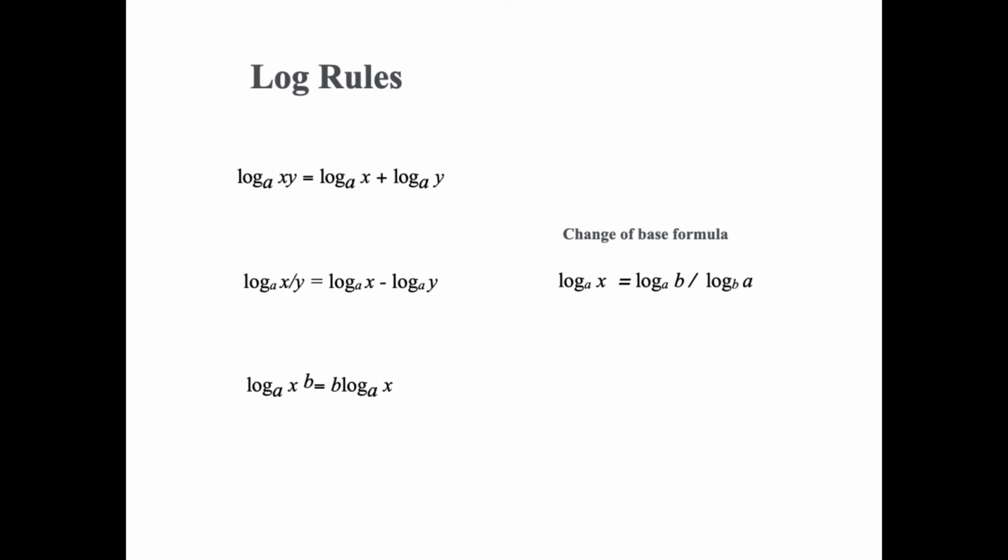And then the third one is the most important one, where you can bring the exponent from your argument out in front of the log. So let's start with, we have a bunch of examples here.